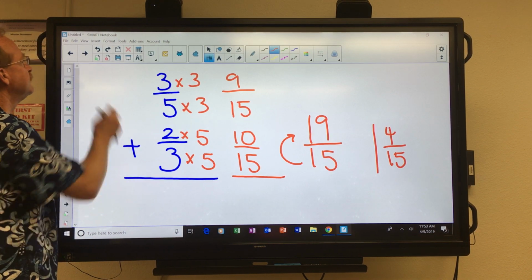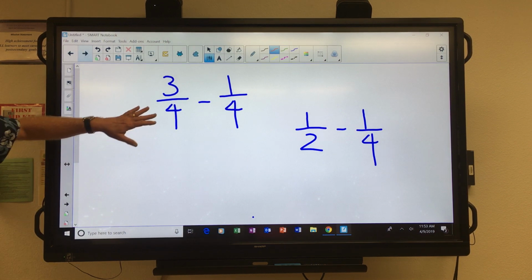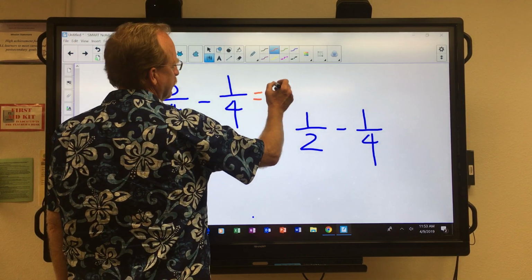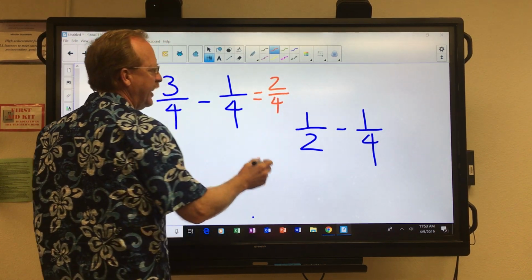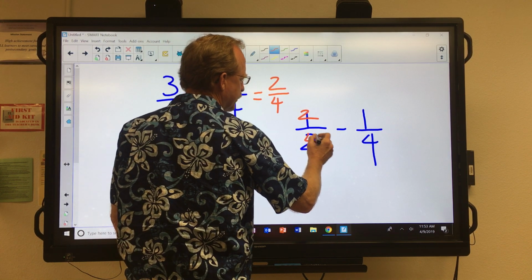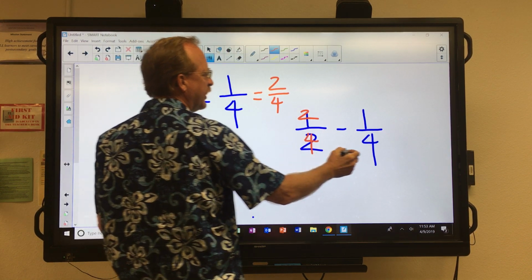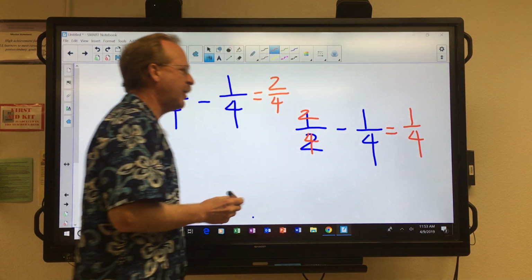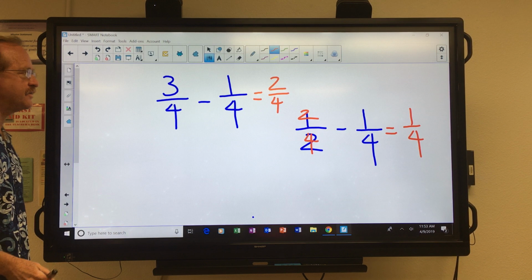Now, the rules about addition hold for subtraction as well. If the denominators are the same, then you just go about your business. If they're different, however, you have to switch them first. We're going to switch you to 4ths, multiply by 2, and then do the problem. Don't do the problem until you've made the denominators the same.